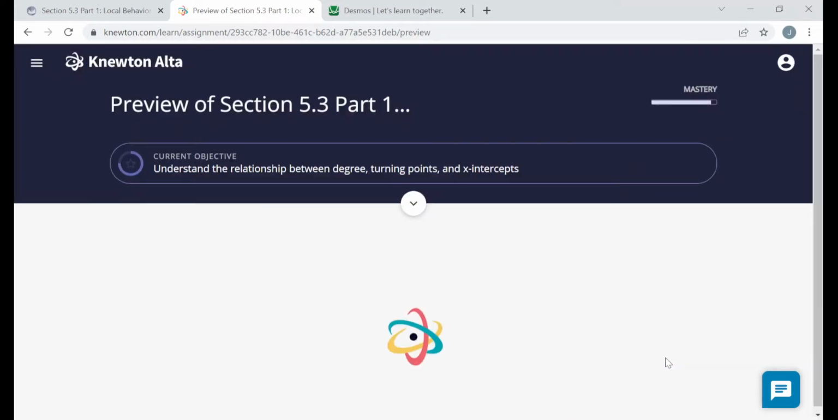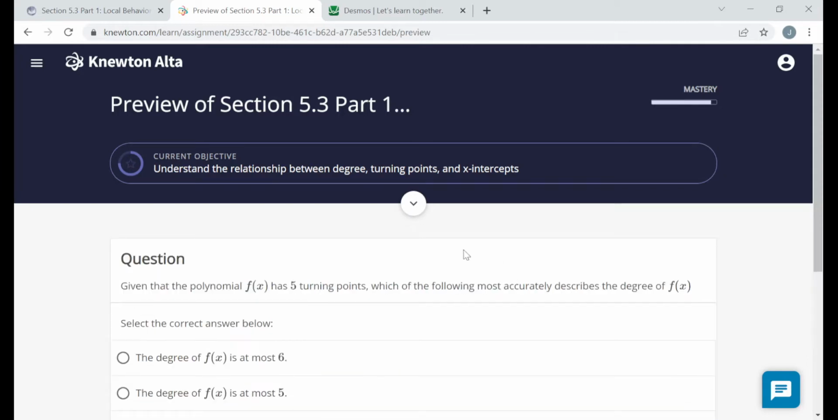All right, I should have one final question in this objective. This says the polynomial has 5 turning points. So those tops of hills or bottoms of valleys. Which of the following most accurately describes the degree of f? Now remember, if it has 5 turning points, the lowest degree f could be is 6. Because a degree 6 polynomial will have at most 5 turning points, n minus 1. So the polynomial has to be degree 6 at least.